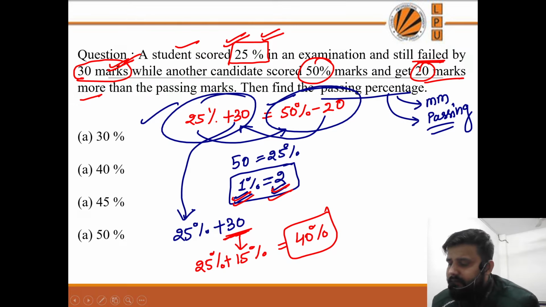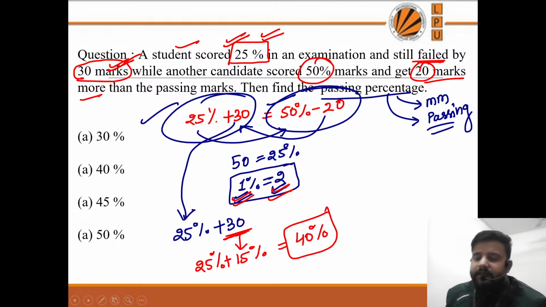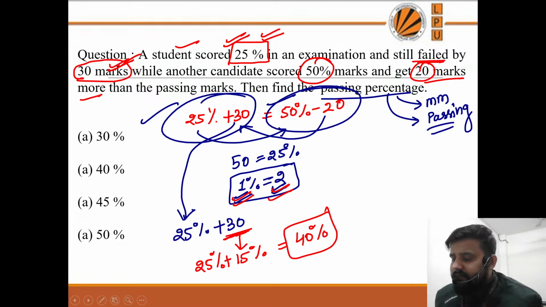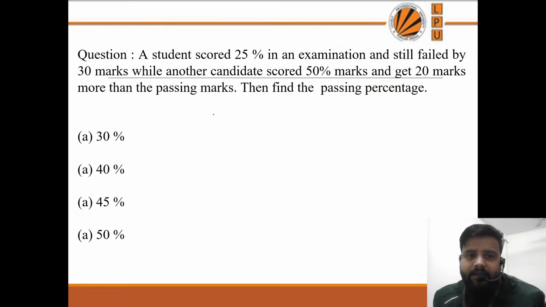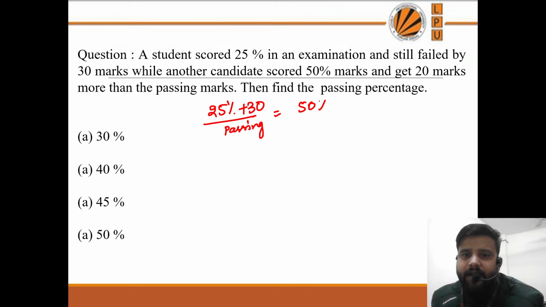I hope you got it, huh? You can arrive at passing percentage without calculating maximum marks and passing marks, just like this. Let's see again, huh? First I'll write 25% failed by 30, so I'll write 30. This is passing marks, remember it. And in the second case, when you subtract 20 from 50%, you will arrive at passing marks. This is also passing marks, isn't it?